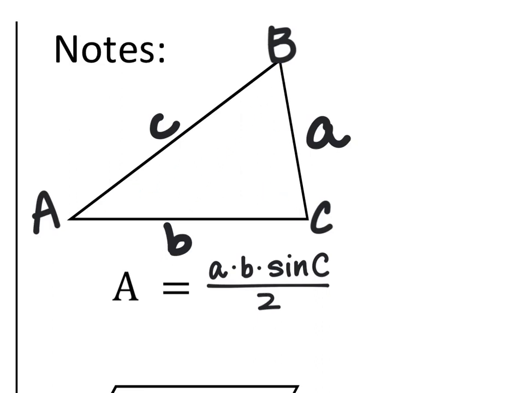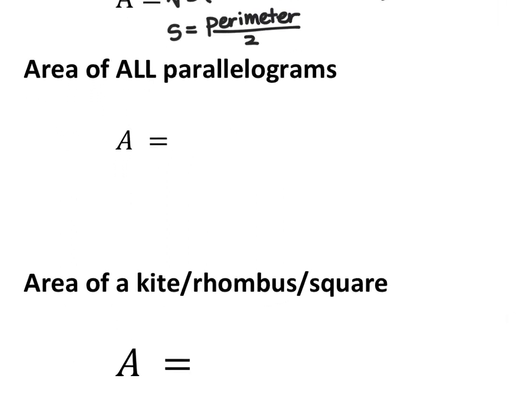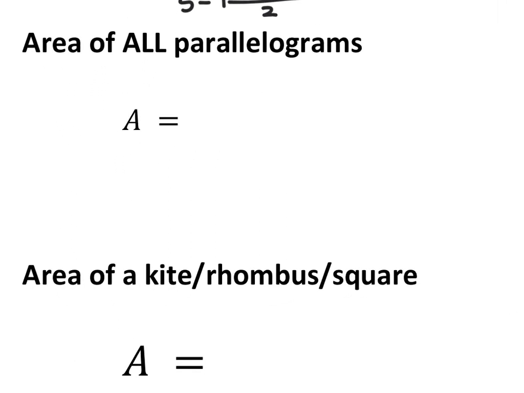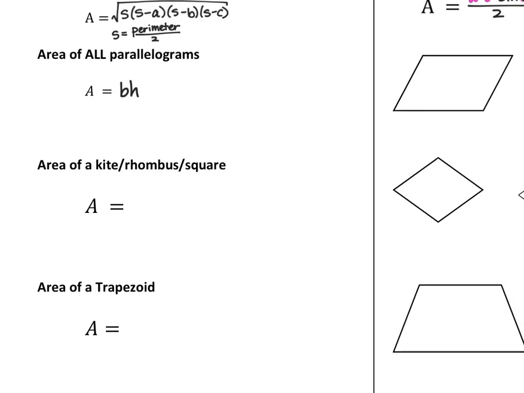So our formula is taking the product of side a and b and multiplying it by the sine of the included angle, which is the angle that is made up of those two sides. This next formula should be familiar to you from middle school, and it's the area of a parallelogram, which is base times height.